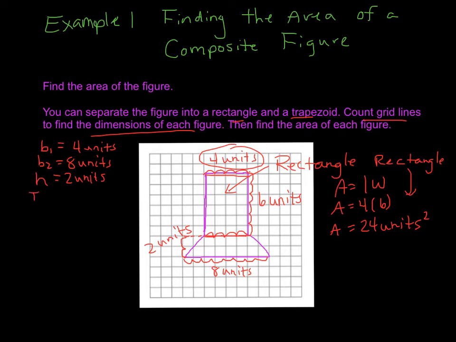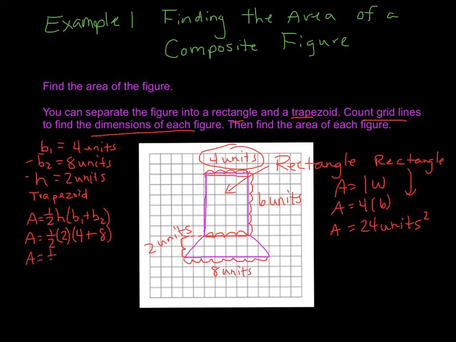So our trapezoid, let me fix my A here. So my trapezoid would be area equals 1/2 height times base 1 plus base 2. So I'm going to fill in all my information. I've got 1/2. My height is 2 units. My base 1 is 4 units, plus my base 2 being 8 units.